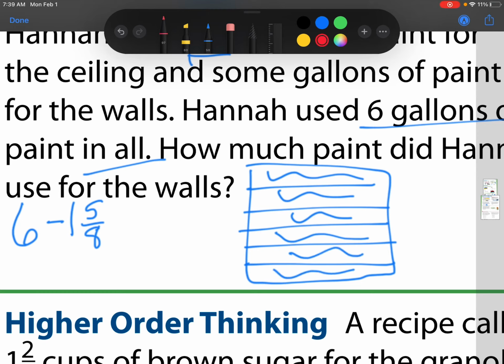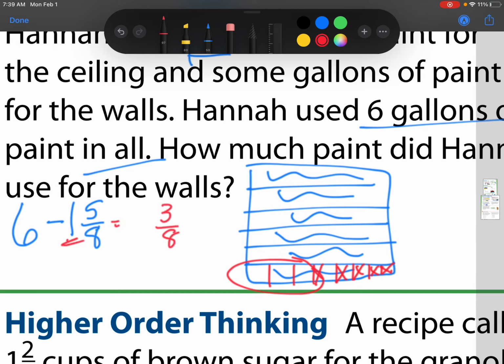And we need to take away 1 5/8. Well, notice we can't take away 5/8 because they're all whole, so we have to break it up into 8. So 1, 2, 3, 4, 5, 6, 7, and 8. And we need to take away 5 of them. So 1, 2, 3, 4, 5. So we're left with this many 8s. We're left with 3 8s.